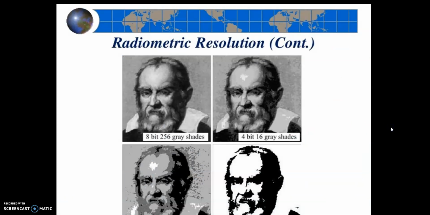So if you see the radiometric resolution in this image, you can clearly observe that in the last image, it is having 1 bit, so there are only 2 gray shades. In the 2 bit, you have 4 gray shades. In the 4 bit, you have 16 gray shades, whereas in the 8 bit, you have 256 gray shades that are easily able to be differentiated.